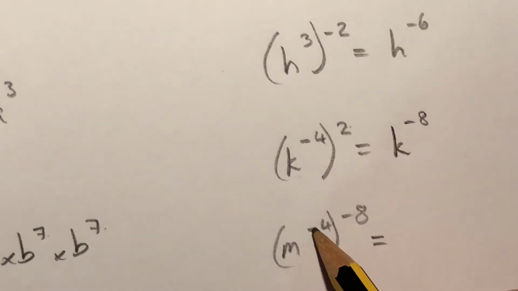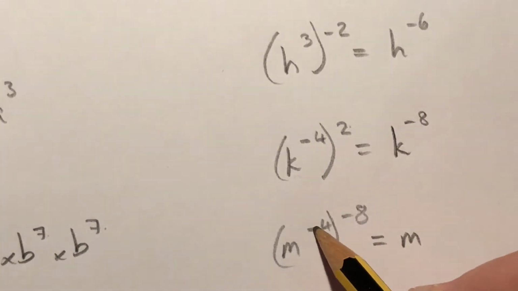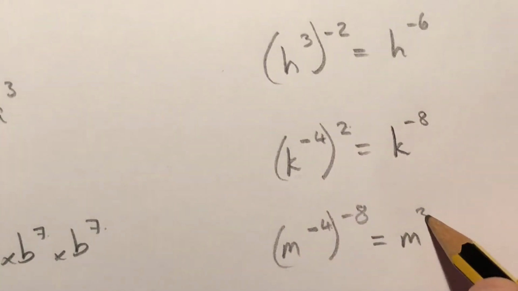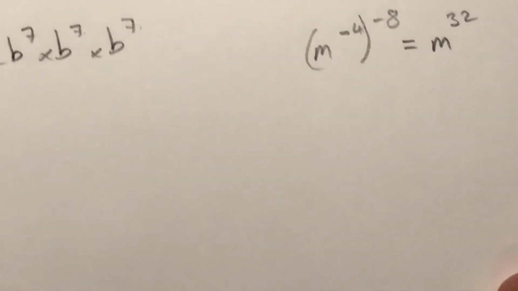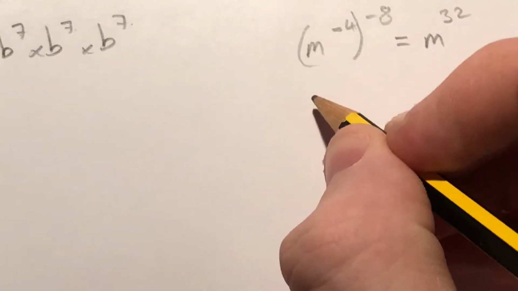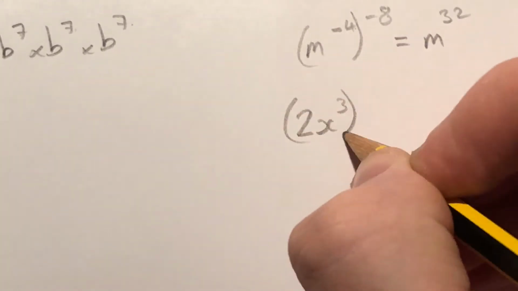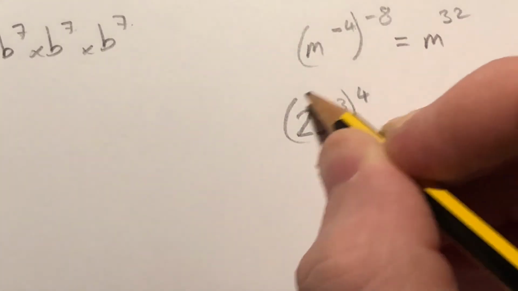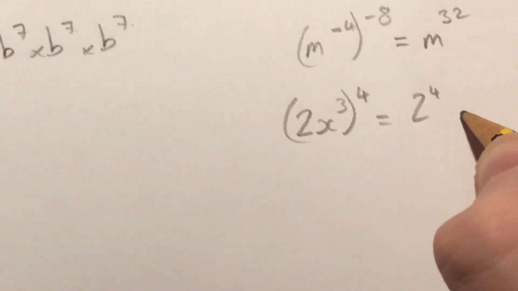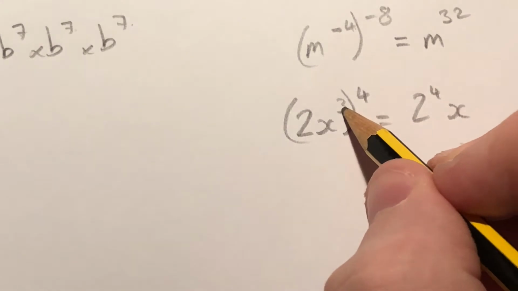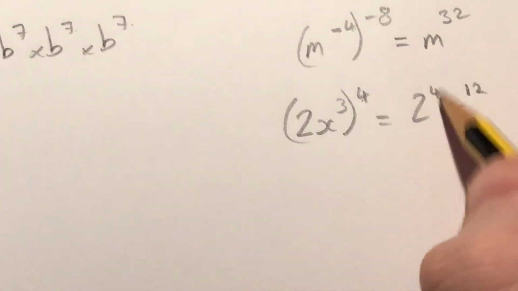And over here, remember, minus times minus gives you a positive answer, so this is m to the power of minus 4 times minus 8, positive 32. There's one more example I want us to have a look at. If we've got something like 2x cubed to the power of 4, everything inside the brackets is raised to the power of 4. So this is 2 to the power of 4, x to the power of, well, 3 times 4 is 12. Now, because it's a number, we can't leave it in that form.